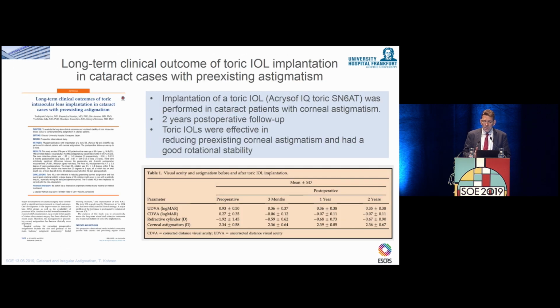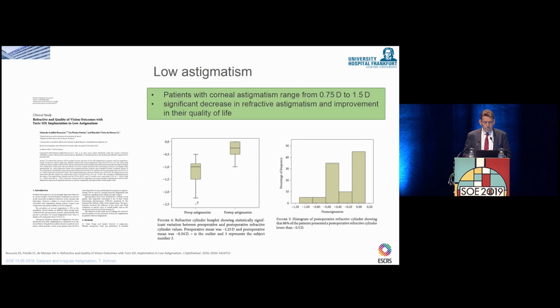There's a follow-up study, also 2 years follow-up, and basically what you see here, you get an astigmatic reduction of more than 70% if you perform toric lens implantation.